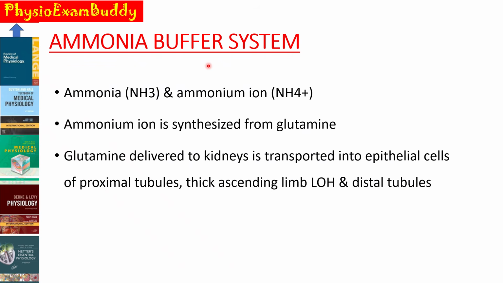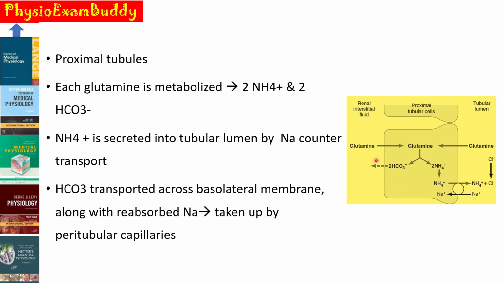And the next buffer system which helps in the excretion of the excess H+ is the ammonium buffer system, which mainly includes ammonia NH3 and the ammonium ion, that is NH4+. This ammonium ion is mainly synthesized from glutamine, and the glutamine is delivered to the kidneys and transported into the epithelial cells of the proximal tubules, thick ascending limb of loop of Henle as well as the distal tubules. Now we will see what happens in the proximal tubules for the excretion of the H+ because of this ammonium buffer system.